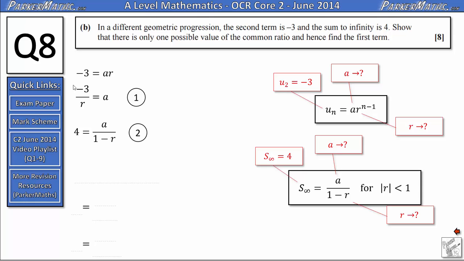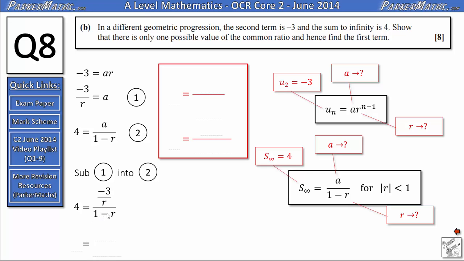Now the reason I rearranged this first equation is because I can now substitute number 1 into number 2, and that gives me 4 equals minus 3 over r divided by 1 minus r. So we've got a complex fraction here, where we've got a fraction inside a fraction. Now if you don't know how to deal with these, I'm going to link to a tutorial where you can look at that in more detail.